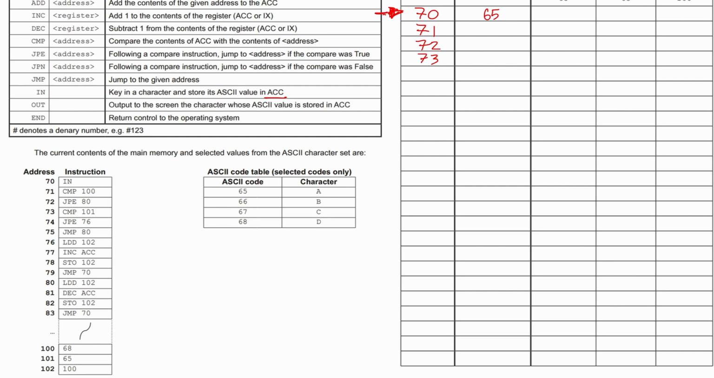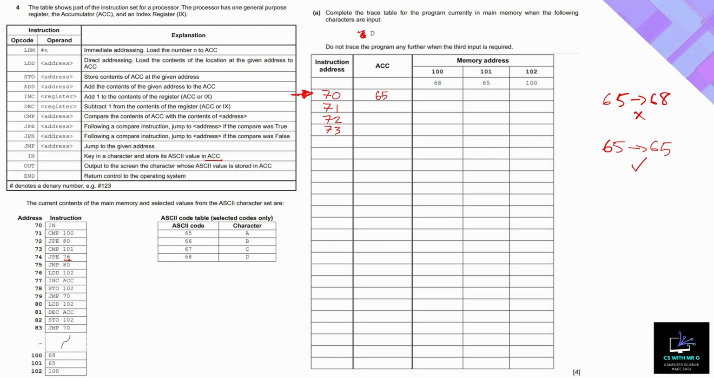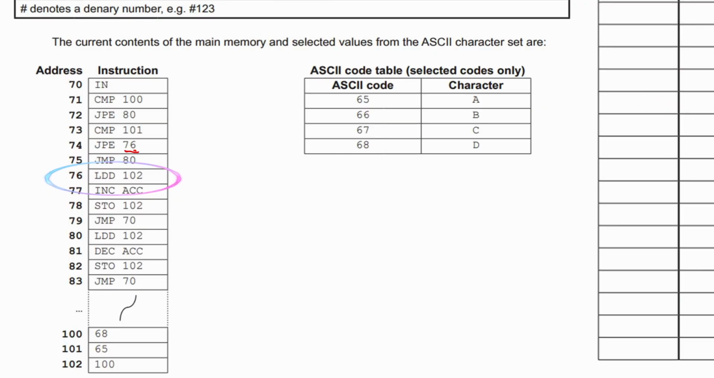As we can see, 76 is the address given, so we're going to fill in 74 because we did execute that instruction, and we are going to jump to 76. So line 75 was missed out because the compare was true, and line 76 states LDD 102.